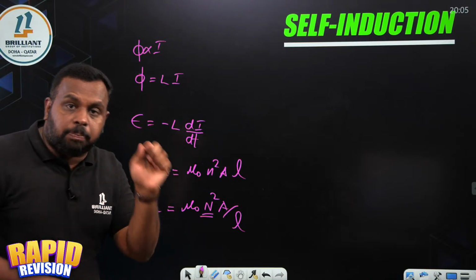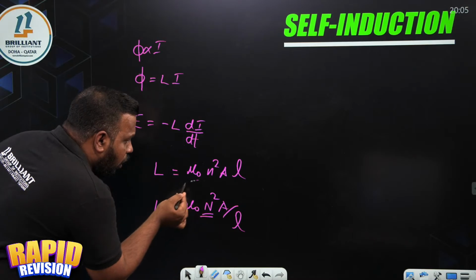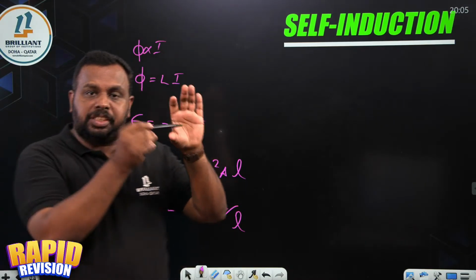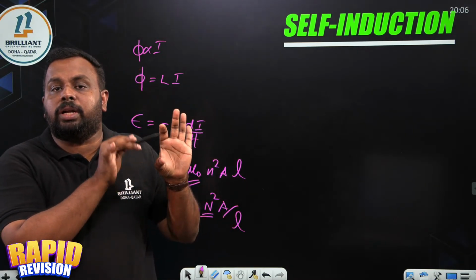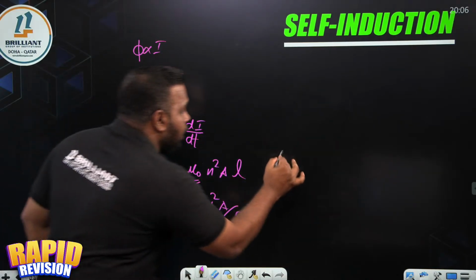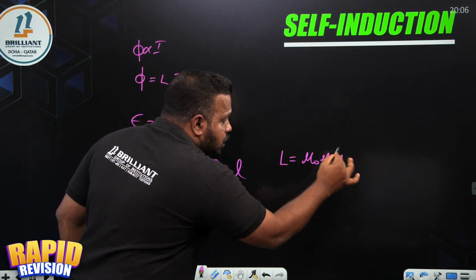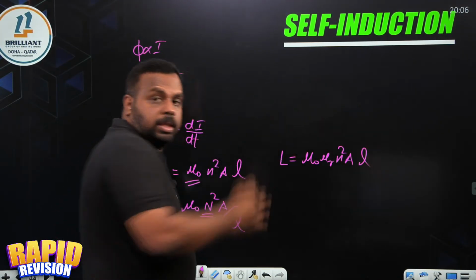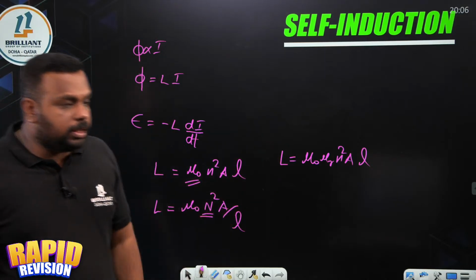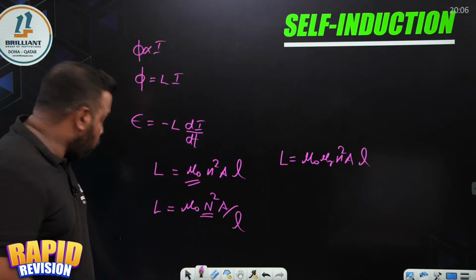Another point to note about self-inductance is that here you can see mu naught, which means the space inside the solenoid is free space. If there is a medium, we should change the formula. L will become mu naught mu r n square l, where mu r, as all of you know, is the relative permeability. I think this part is very clear for you.